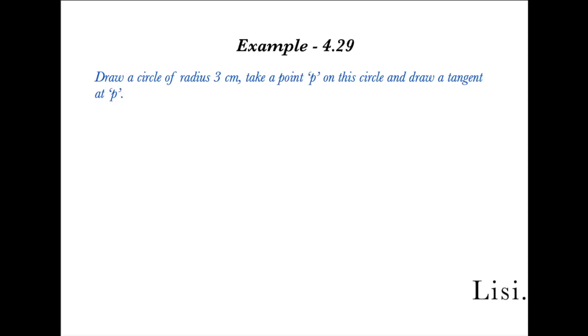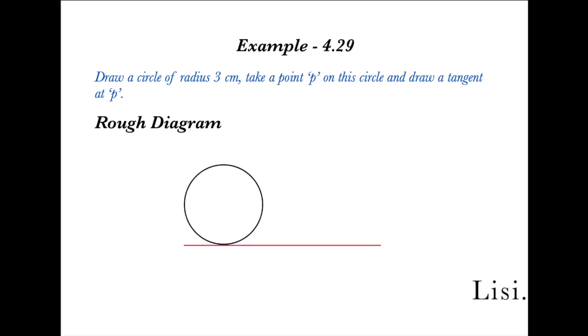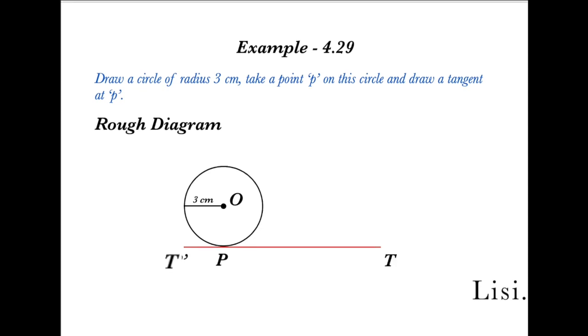Example 4.29. Draw a circle of radius 3 cm. Take a point P on this circle and draw a tangent at P. So here what is given? Radius is equal to 3 cm. Now draw a rough diagram. Draw a circle with O as center. Draw the tangent, the point of contact of the tangent will be P, and label the tangent as T dash.